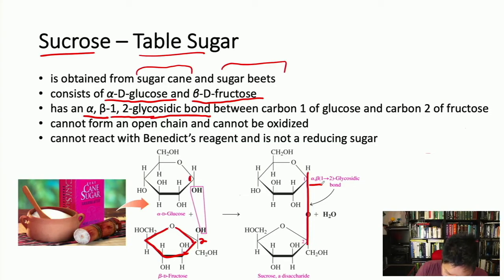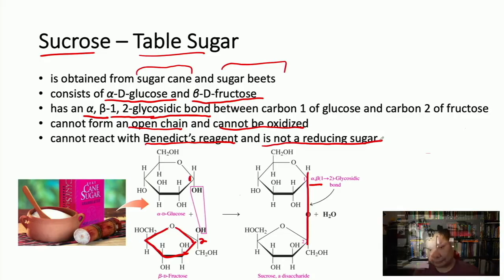The thing about sucrose, though, is that it can't form an open chain, it cannot be oxidized, and it cannot react with Benedict's reagent. It cannot reduce a copper, like what happens when you use Benedict's reagent.